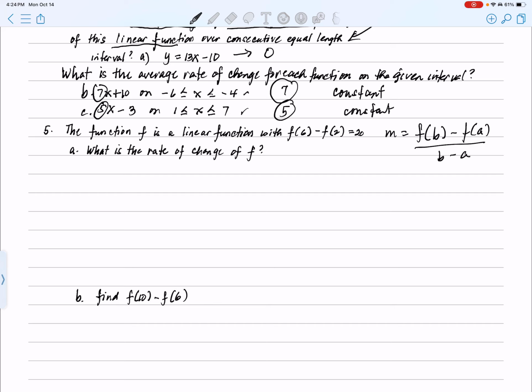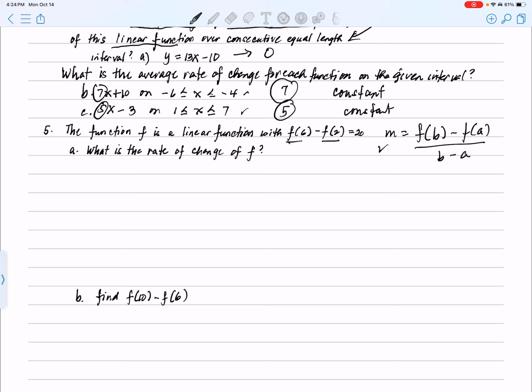Okay, since we are given here an f of 6 and an f of 2, we are given a function. So we are going to use this to find the function of f in a linear function. Okay, what is the rate of change? So we're going to use this formula. All right. Let's do this.